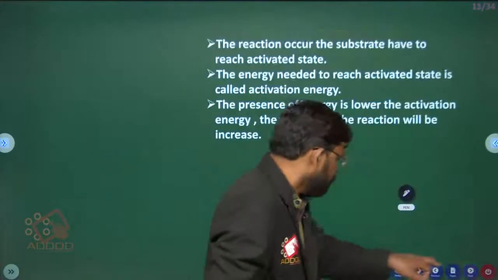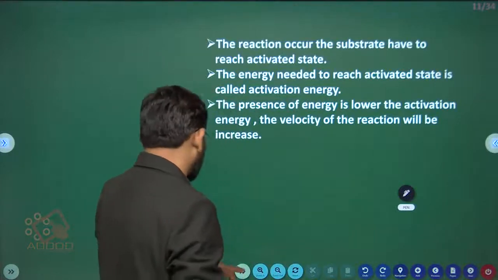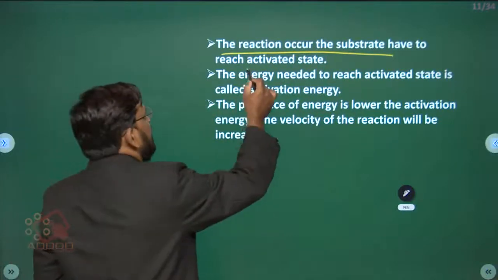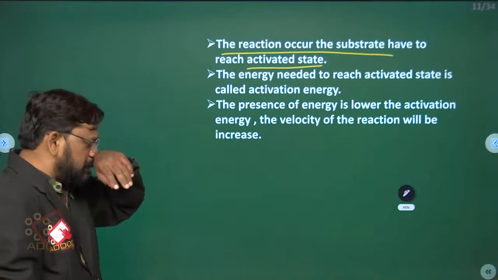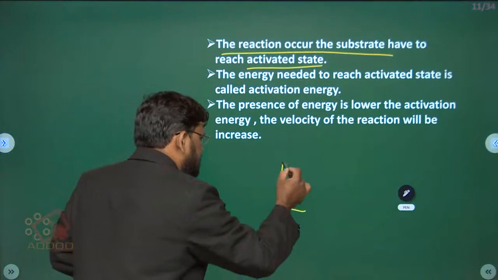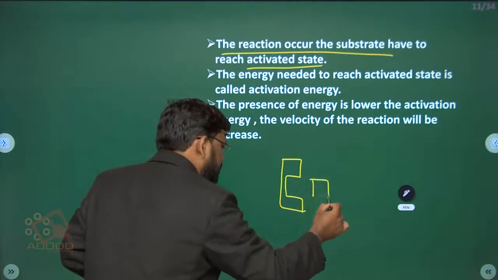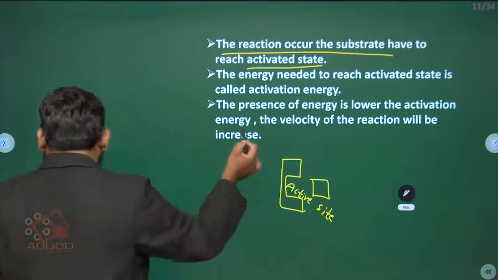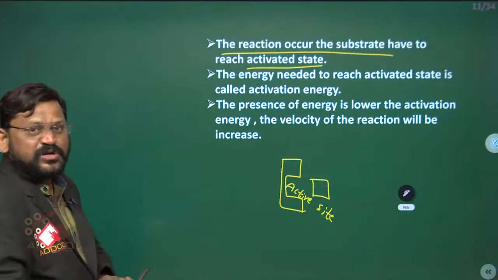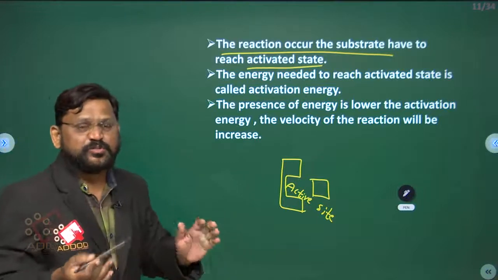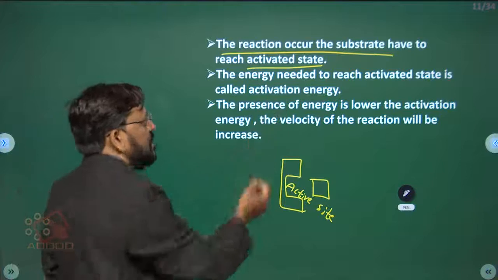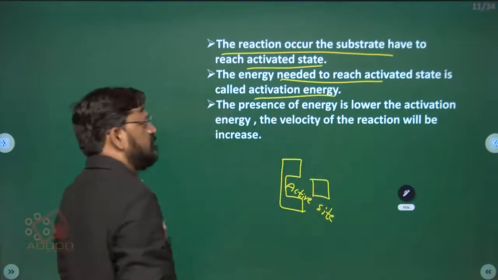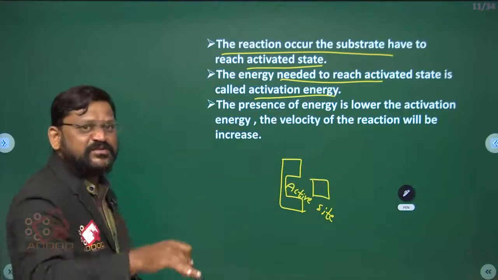Next, for the reaction to occur the substrate has to reach an activated state. For example, you are saying this as an enzyme, and this is the substrate. This has to fit in this place called the active site. In order to help in the conversion of substrates into products, the substrate has to bind to a place called the active site. Now, the energy needed to reach this activated state is called what? Activation energy. So, when the enzyme is there, this activation energy will decrease.